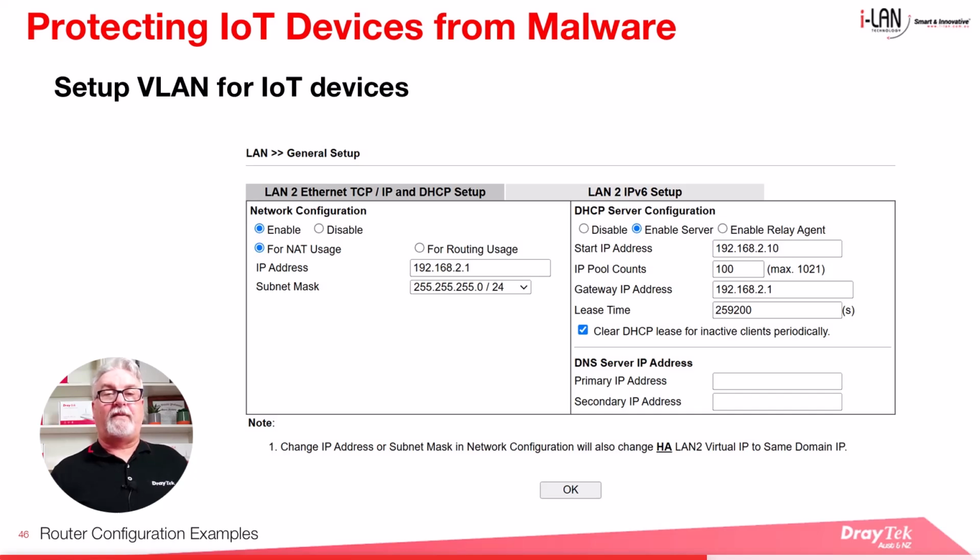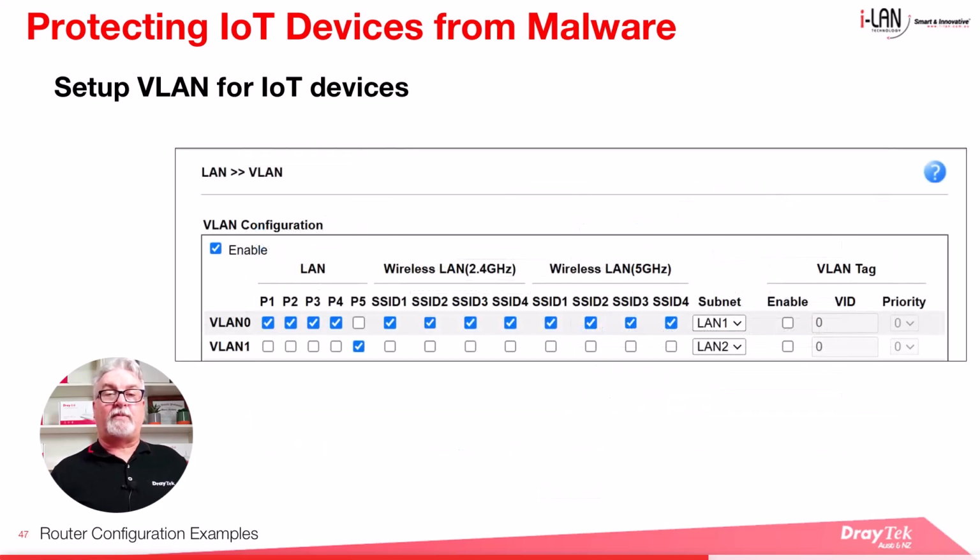Now go to LAN VLAN. In this example, we're using port-based VLAN. For port P5, select VLAN 1 and assign it to the LAN 2 subnet. The remaining ports and wireless LANs are assigned to LAN 1, which is VLAN 0 in this case. By default, interLAN routing is disabled, so the IoT LAN, that is anything connected to port P5, is now isolated from the main LAN. If a hacker manages to access an IoT device now, they're going to have a pretty tough time trying to access anything else.